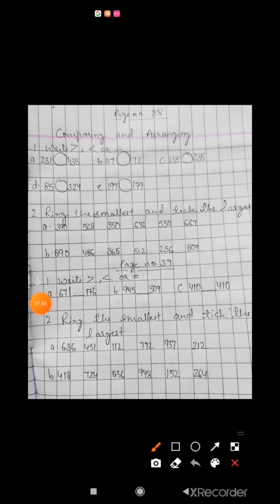Now page number 39. Write greater than, smaller than or equal to. This is also same. A part 671. Other number 176. First we will check hundreds place. Here 6 is greater, so put greater than sign. 671 is greater than 176.